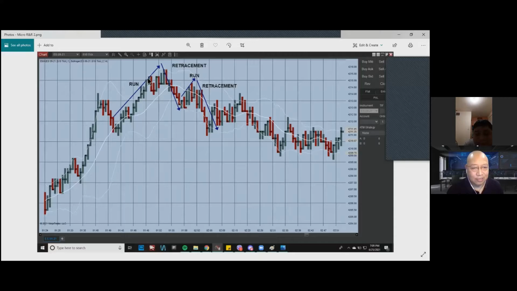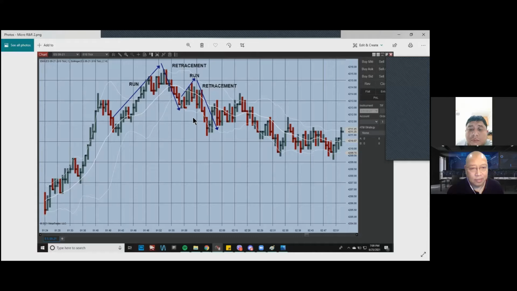Next one. Oh, sorry, this one. So you're right, that's the run. You can even start from the bottom, down here. Run, retracement, run, retracement. And then now we have a change in direction, right? So now this retracement right here becomes a run. If it changed direction, for example like this one, if this is the run here, then retracement, and it goes back down.